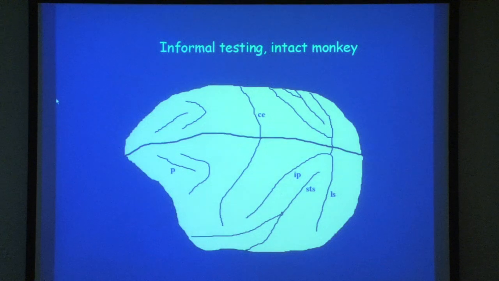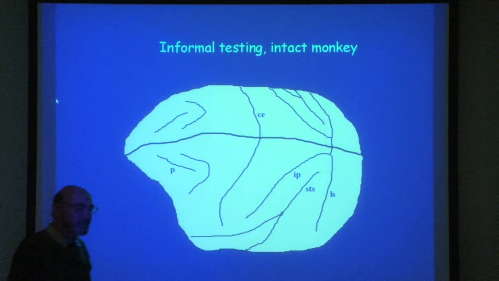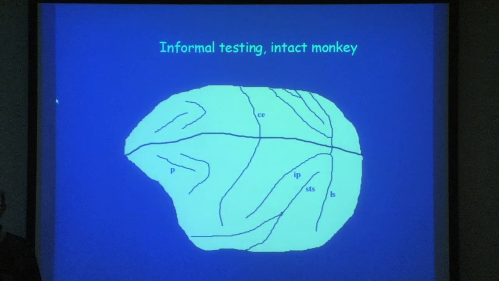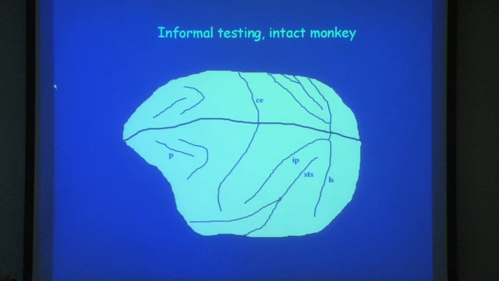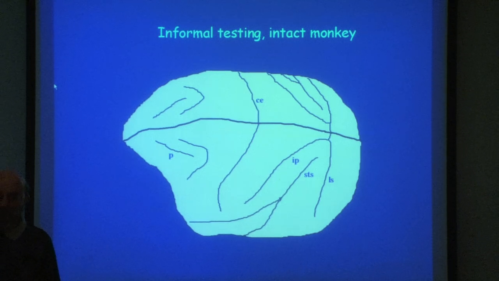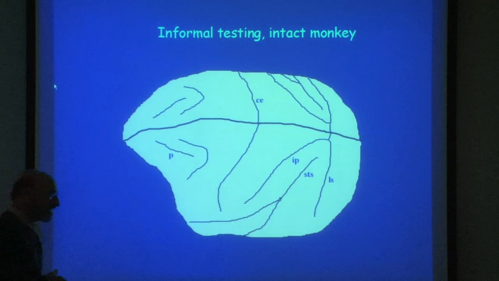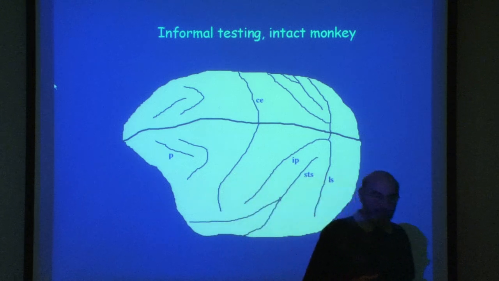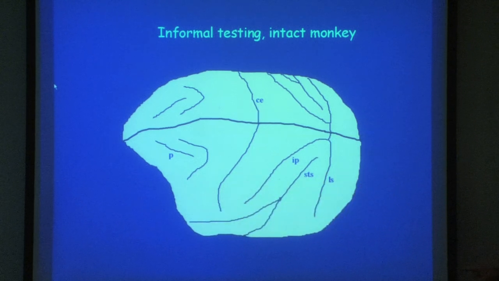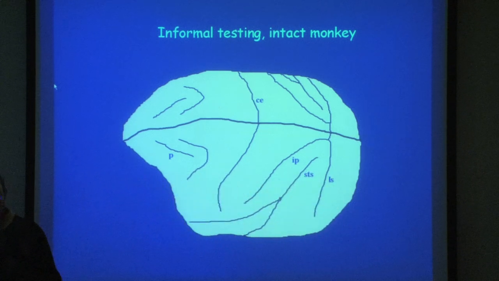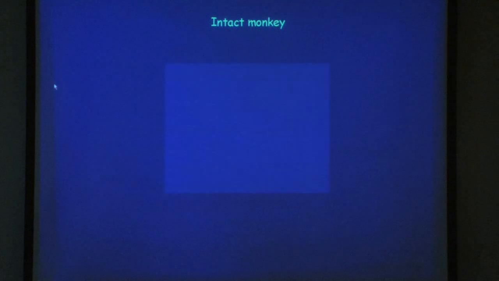Okay, so the reason I want to do this first is to give you a real sense of what very informal testing looks like. By informal testing, I mean that you're going to see a monkey actually perform eye movements. So here we are. Here's a monkey. Here's his brain, so to speak. And this is what we call an intact animal. Now I'm going to start a movie for you to see what kinds of eye movements he makes when we present some apple pieces for the monkey to eat. Okay, are you ready? Here it is.